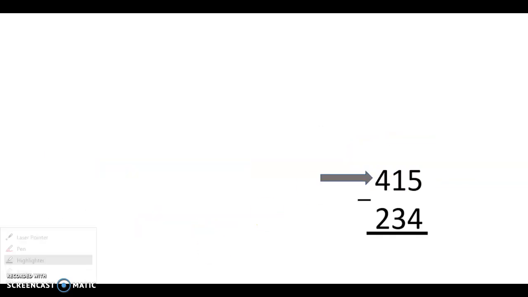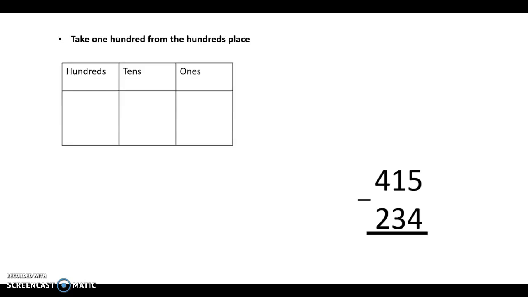So here I am in the hundreds place. I'm going to take 100 from the hundreds place. So first I'm going to model my number. I have 415, so I'm going to make my 400s, my 10, and my 5 ones. So that's 415. Well, I know I'm borrowing 100 because I can't take 3 tens away from 1 ten.